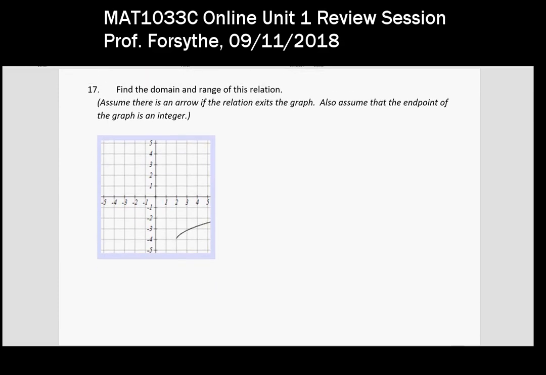Another one. Find the domain and range of this relation. So we can practice this again. Now the graphs are kind of weird. Assume there's an arrow if the relation exits the graph. So what that means is that right here, assume it's continuing on. Also assume that the end point is an integer. What that means is assume that this is ending right here. It's hard for the computer program to graph it super accurately, but that's what this in parentheses means.